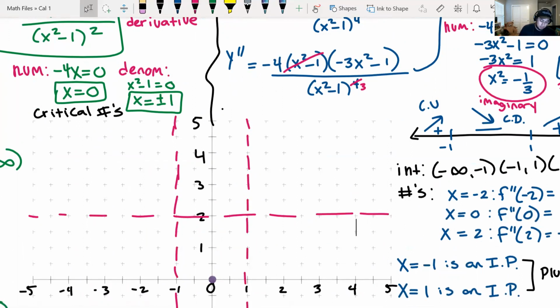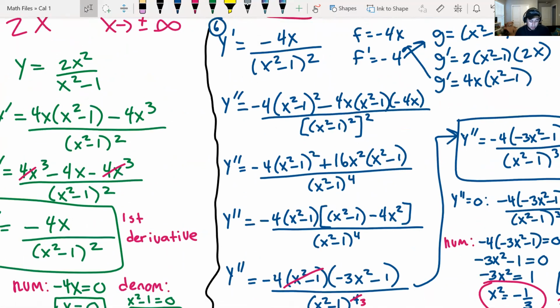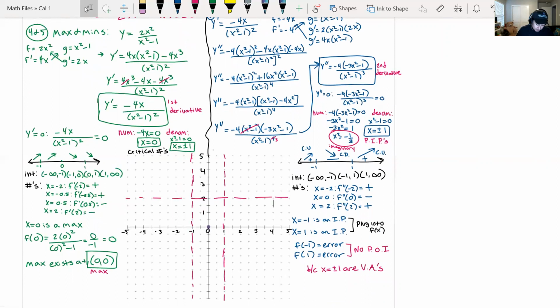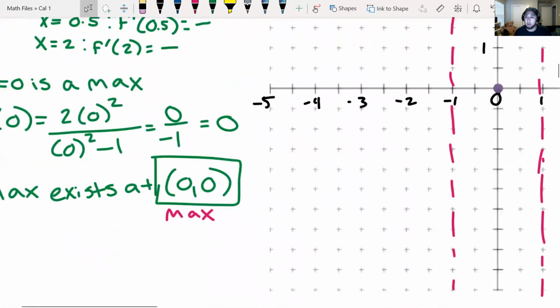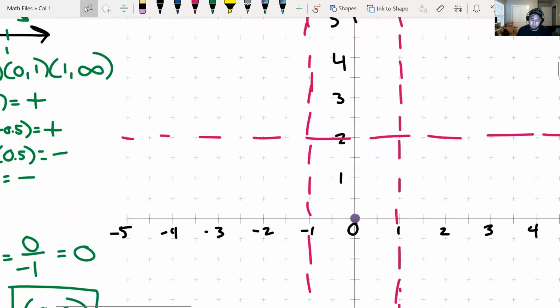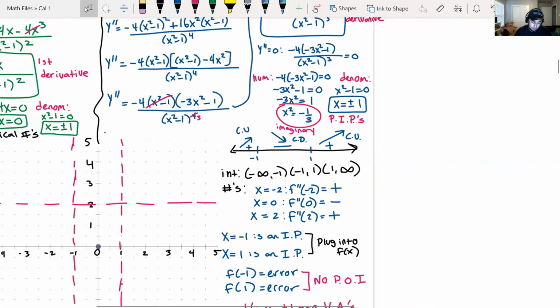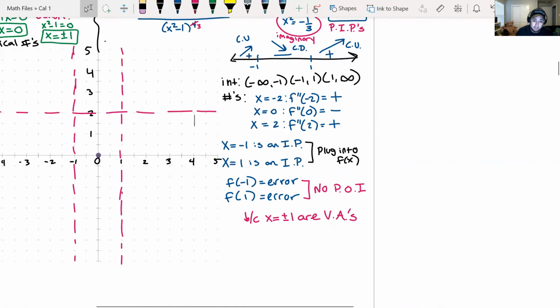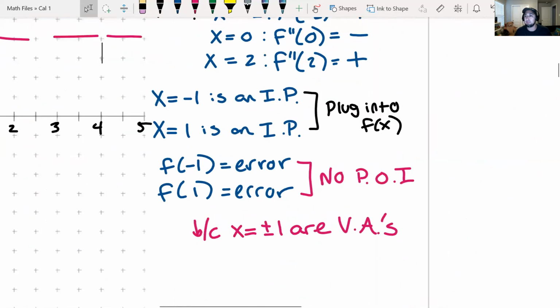Now steps 1, 2, and 3 are done. Now we go to steps 4 and 5. The only thing I plot here is the only point I found, which is the max, which happens to be plotted already at 0, 0. There it is right there, which means steps 4 and 5 are done. Then move over to step 6. The only thing I want to plot from step 6 is my points of inflection, but I have none.